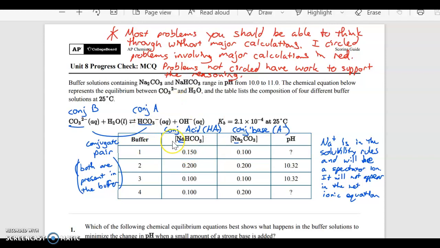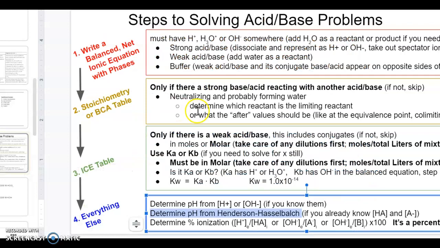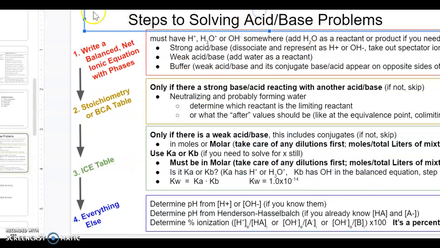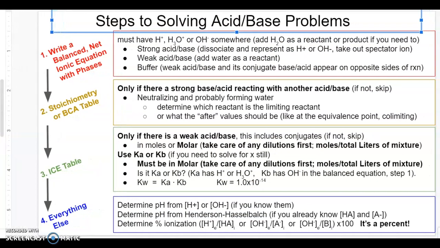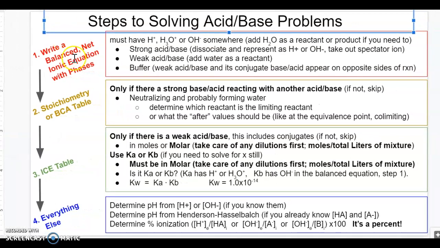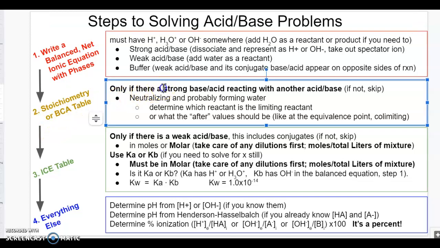A lot of the problems come down to understanding the way that we go about solving acid-base problems. And the first thing is, and it happens in a lot of the problems here, you have to have a balanced net ionic equation and know what that net ionic equation is that you're dealing with. Second, you need to know when you're using stoichiometry or an ICE table, like a BCA table or an ICE table. BCA table, if you have a strong acid or base, regardless.